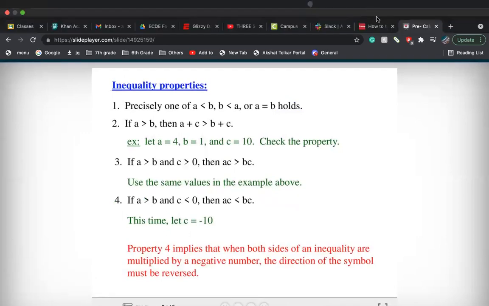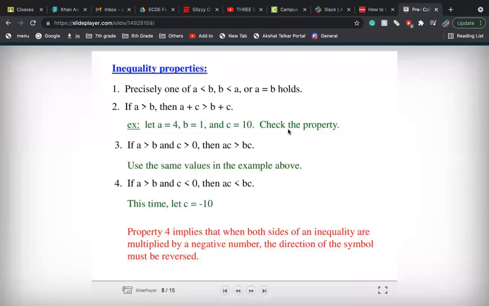So now we're going to go over inequality properties. There are essential ones, such as a is less than b, and if b is less than a, then a has to equal b. If a is greater than b, know that if you add any type of variable here, it will hold true. So a plus c is greater than b plus c. So let's have an example here. If a equals 4 and b equals 1 and c equals 10, I want you guys to check that property. I'll give you guys some time, and then once you guys are done, I'll go over the answer.